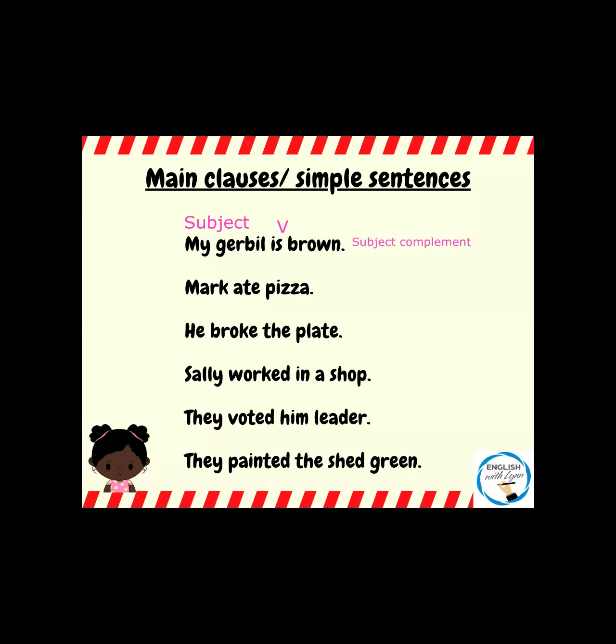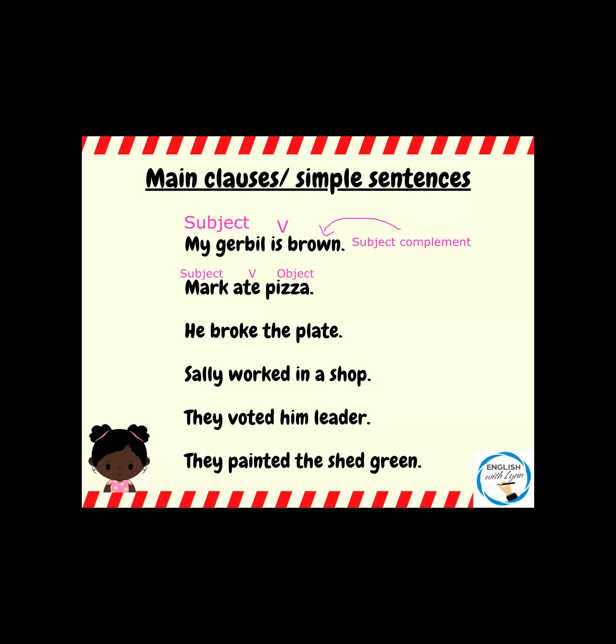Then the next sentence, looking at the structure of it, I can easily spot the verb because it is an action verb. So I can spot that the verb is ate, so it's in the past tense. I can see that Mark is doing the eating, so he is the subject, he is the person doing the action. Now, this follows a different structure because the pizza is what is being eaten. So the pizza in this sentence is the object.